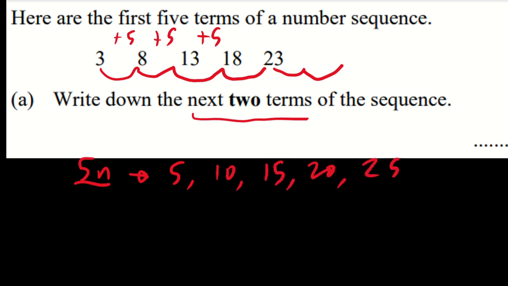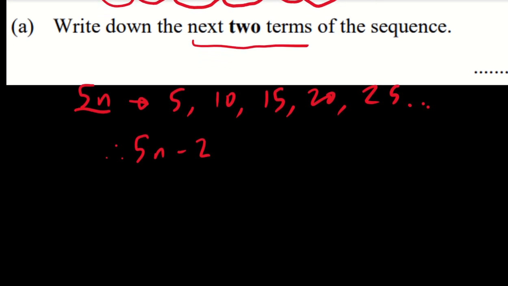In this case, the first term is 3, because there's also 5 there. How do you get from 5 to 3? You subtract 2. Therefore, the equation is 5n minus 2. So now you have to find the next two terms. This is the first term, second term, third term, fourth term, fifth term. And you have to find the sixth term and the seventh term.